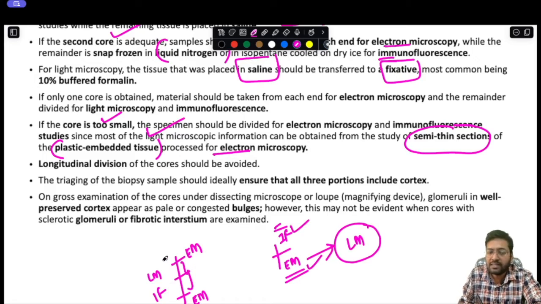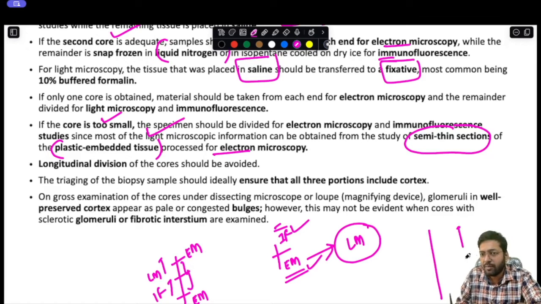Remember, all this kind of division consists of transverse sections. You never divide it like so. For example, if this is a particular core, you do not divide it longitudinally like this. So longitudinal division of the cores should be avoided.